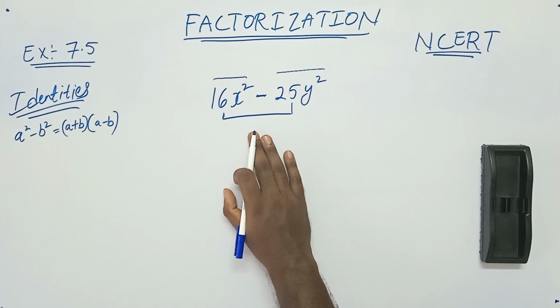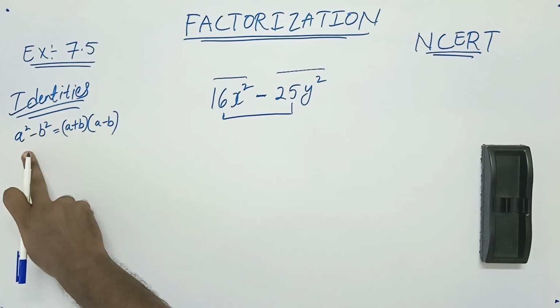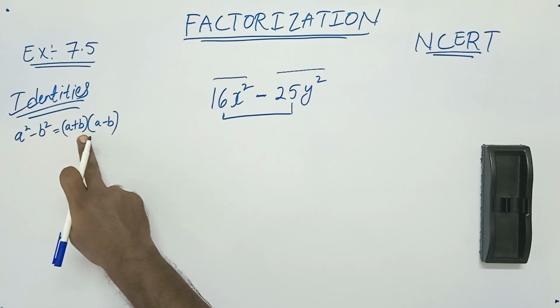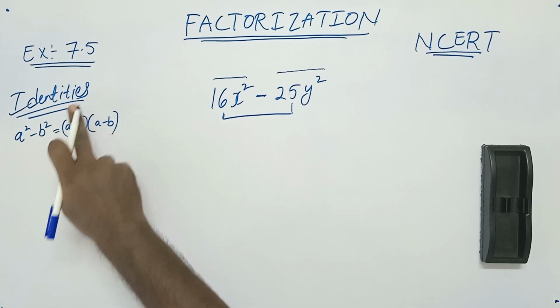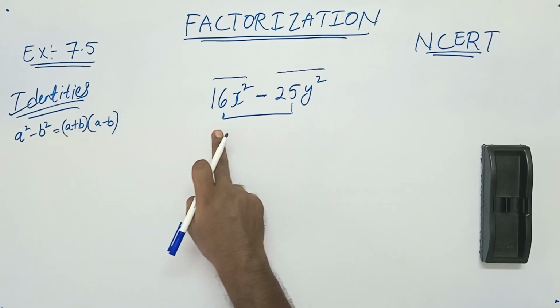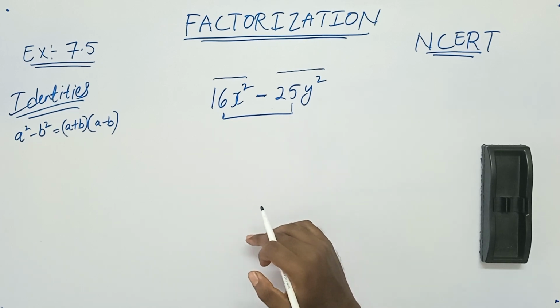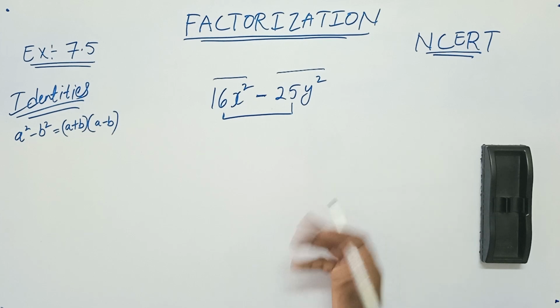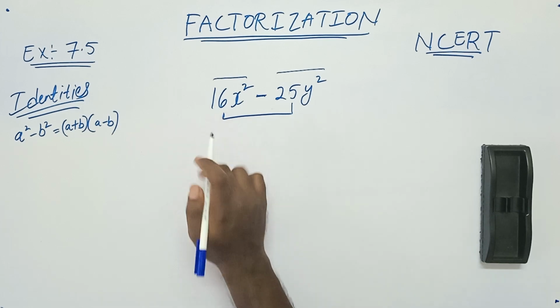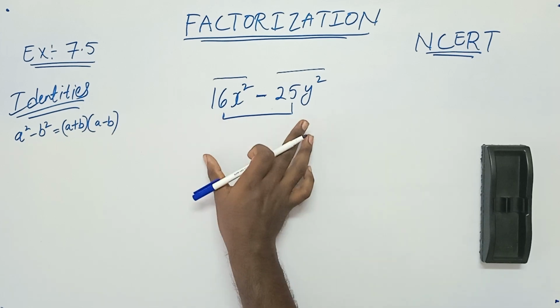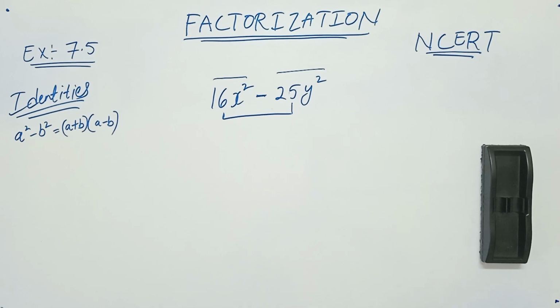We can find the factors of this expression by using the identity a square minus b square is equal to a plus b into a minus b. Identities are nothing but formulas. We are just using formulas to find out the factors of a given expression. So this is how it works. We need to convert this given expression into exponential format, right?